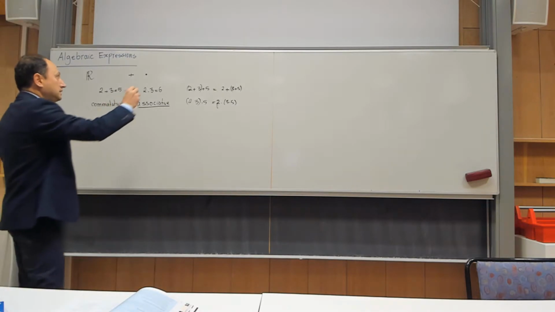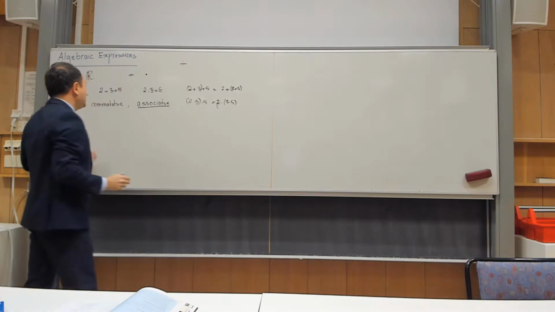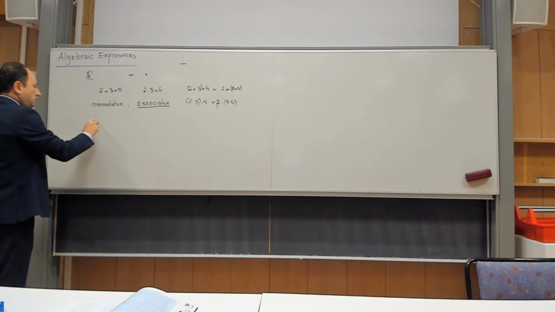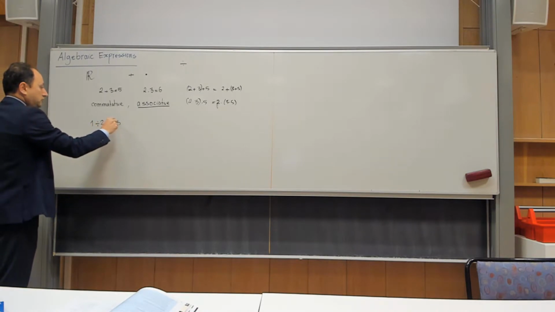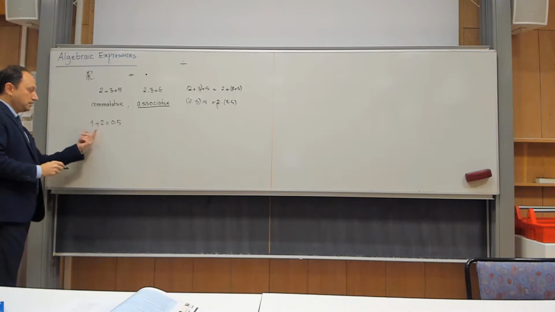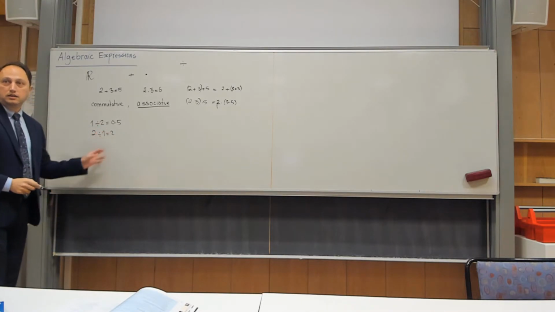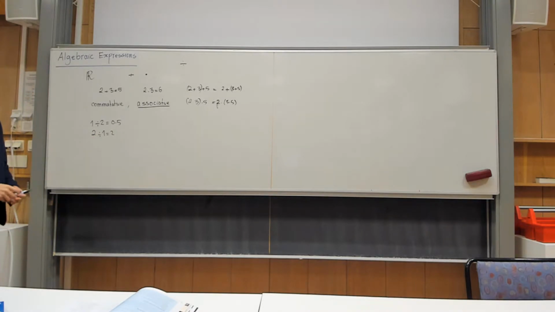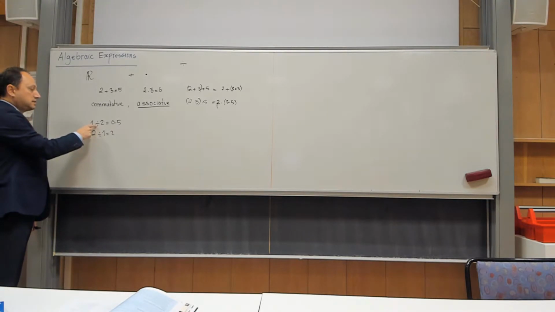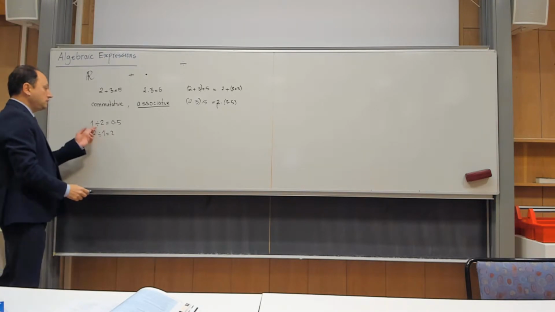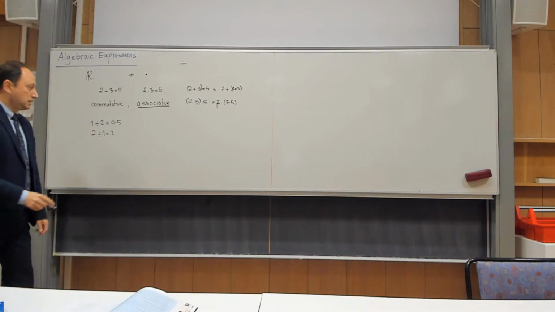For example, division is neither commutative nor associative. Why? If I tell you 1 divided by 2, you get 0.5. If I commute them, 2 divided by 1, you get 2. And it is clear that these two numbers are not the same. So you immediately realize that division as an operation is not commutative. Division is not associative either.